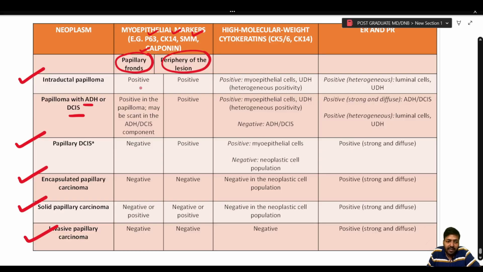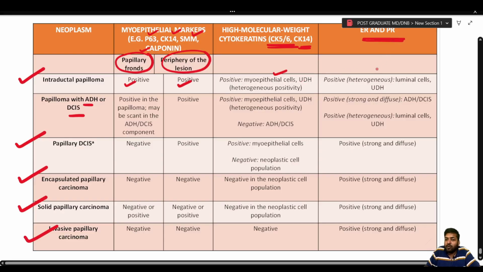If you see over here in the intraductal papilloma, myoepithelial cells are present both in the lesion as well as in the periphery. If you look at the high molecular weight keratin, CK5/6 and CK14, they are positive in the myoepithelial cells, okay. So they are showing heterogeneous positivity, and the ER PR, if you see, they are having a very patchy positivity, okay. They are having a patchy positivity over here.